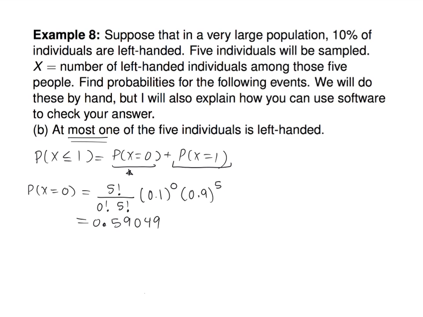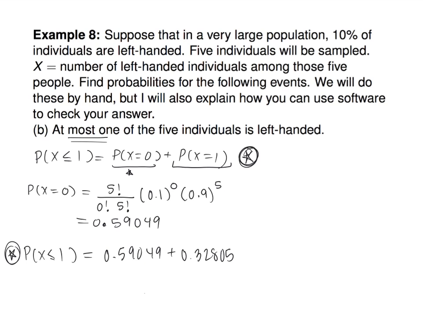And so then in that case, what is this probability that x is less than or equal to 1 from above? Like what's this? Add those, yep. 0.59049 plus the other one, which was 0.5, and they came out to be, there we go.